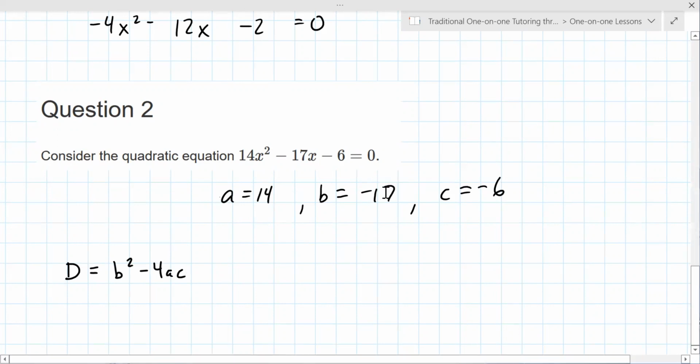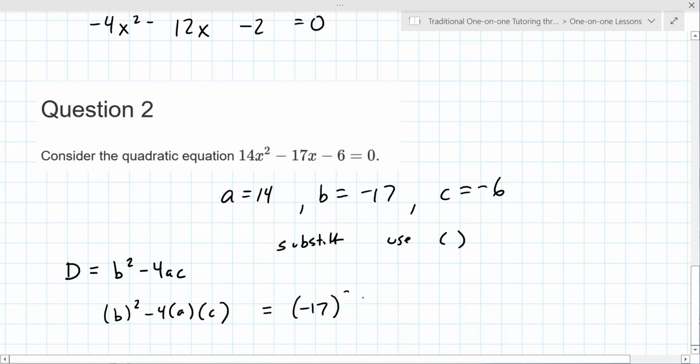You have B is minus 17. You have A is 14. You have C is minus 6. Now, very important is when you substitute in, you want to use parentheses. So for example, you could almost treat the formula like this. It's B squared minus 4 times A times C. And the reason you do that is the signs really matter. It's minus 17 squared minus 4 times 14 times minus 6, like that.